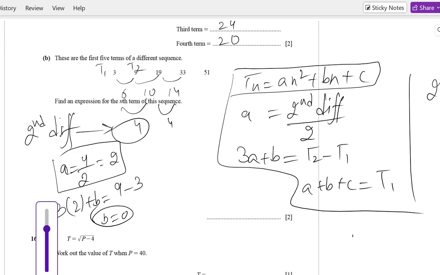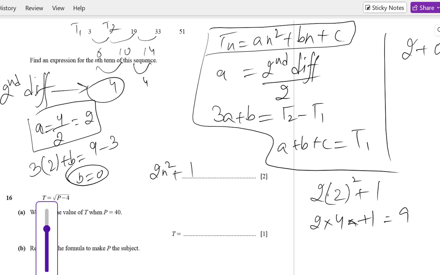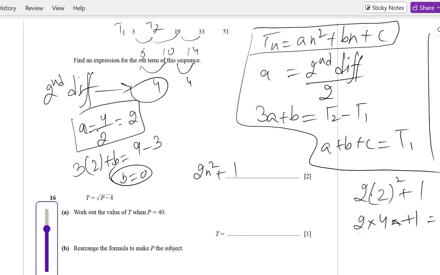Your nth term formula would be 2n squared. Since b is 0, so skip bn, then c would be 1. And if you have got some time, you can also recheck it. Like if I'm finding the second term, so it is 9. So the formula is totally fine.